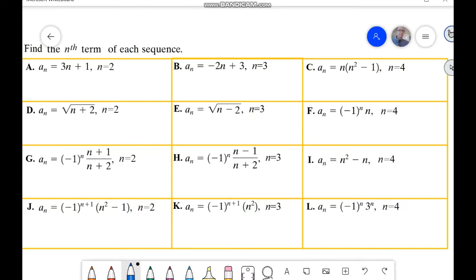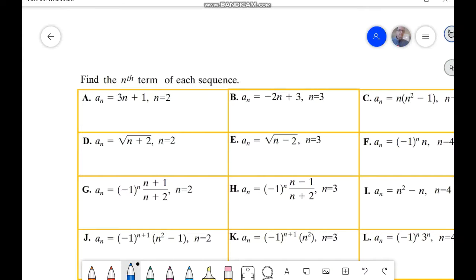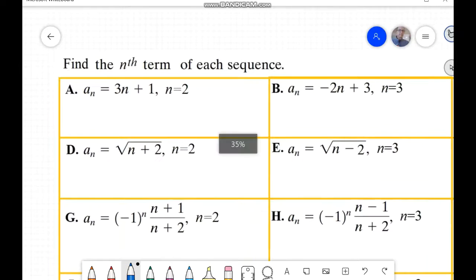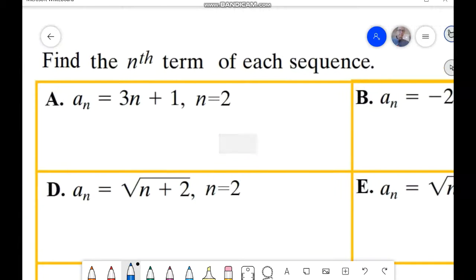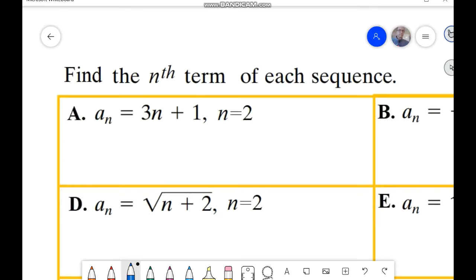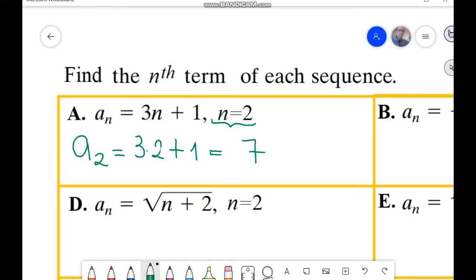Now let's work on the quiz. This is just to warm up, to get ready, and then we will be able to work on the quiz. Find the nth term of each sequence. So on letter A, we want to find the second term. So A2, right? You just have to plug in n equals 2 into the expression that defines the term. 3 times 2 plus 1. And 3 times 2, 6 plus 1, 7. 7 is the right answer.